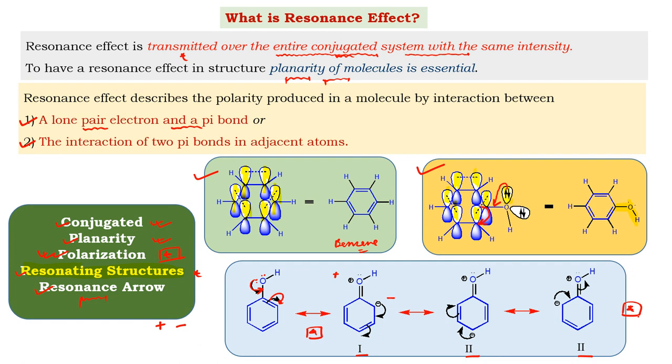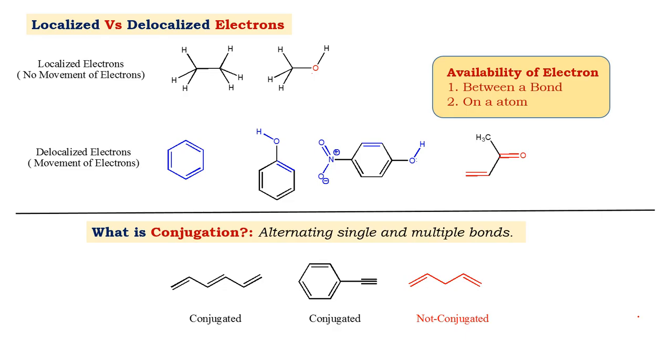So this is the overall effect that we are observing in a system associated with conjugation and planarity, that is forming a polarization; different resonating structures we are writing, and they are shown by the resonance arrows.